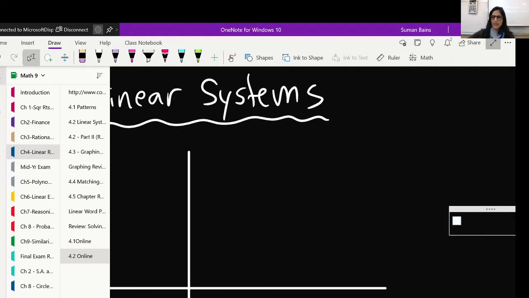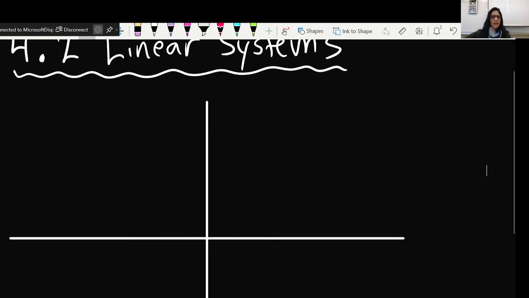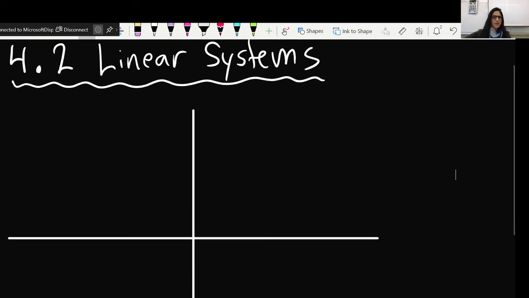So this is 4.2 linear systems. And if you take a look at what we have here, what I have drawn is the coordinate plane. Have you heard of that before? I feel like last year you might have heard of that.